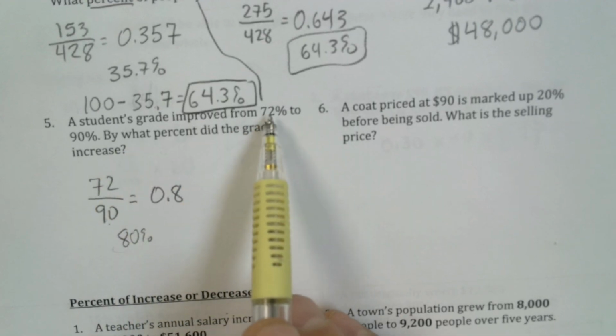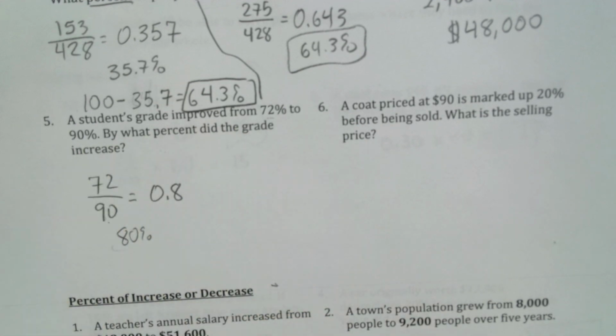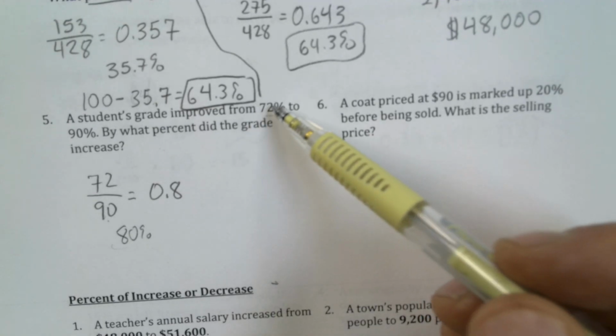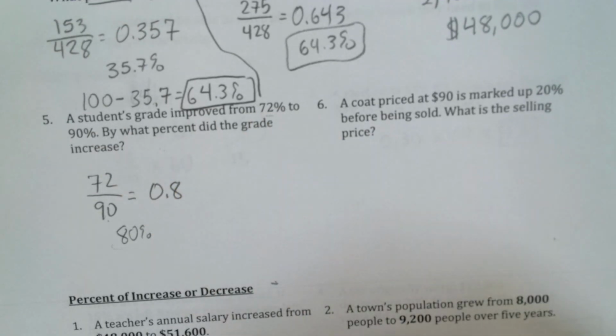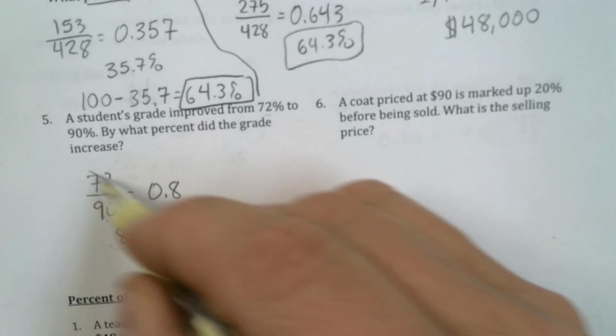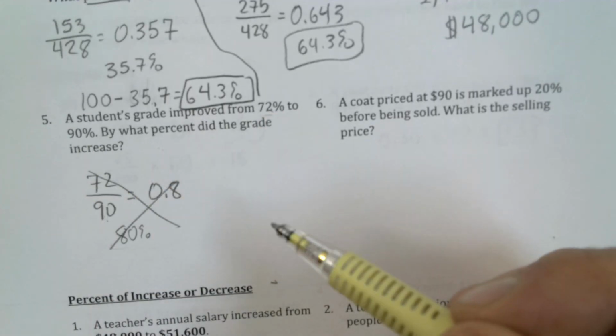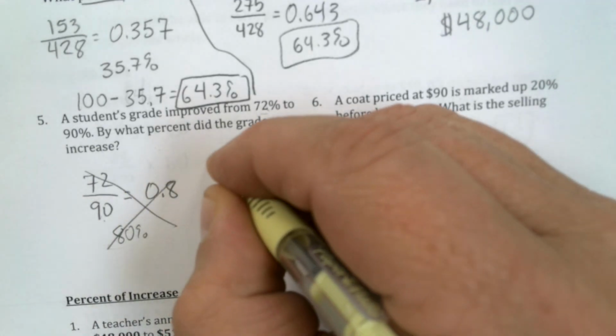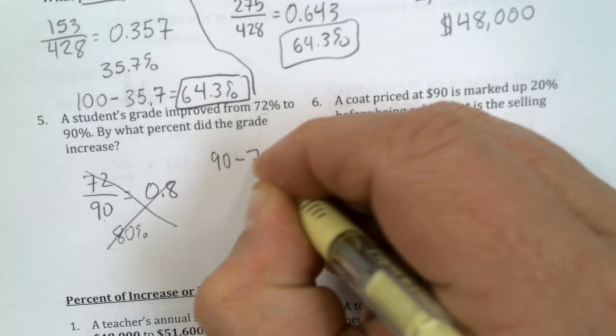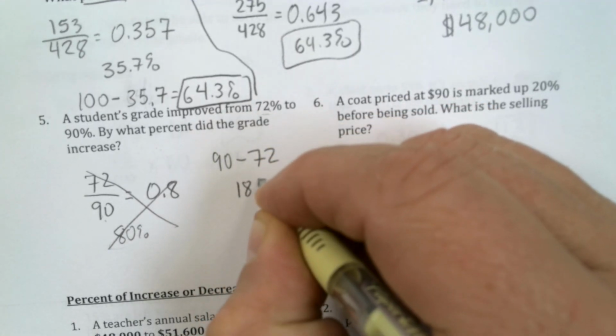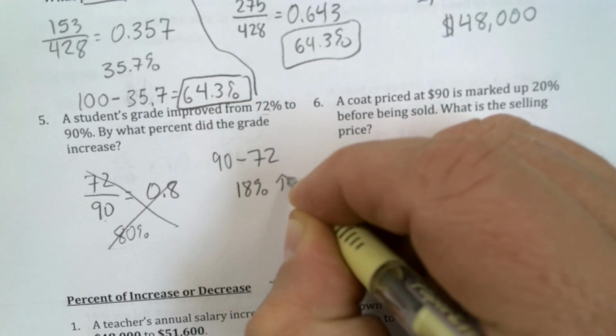The grade improved from 72% to 90%. Oh, this isn't a percent. You're not trying to find what percent 72 is of 90. So this method doesn't work. The percent increase, it was 72, it went to 90. This is a subtraction problem. That means it increased by 18%.